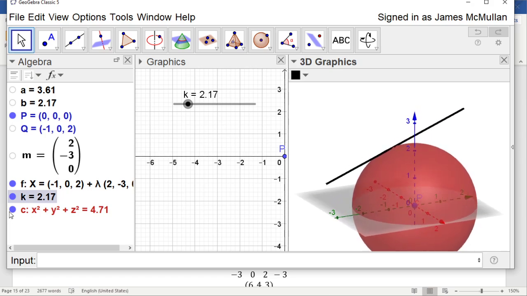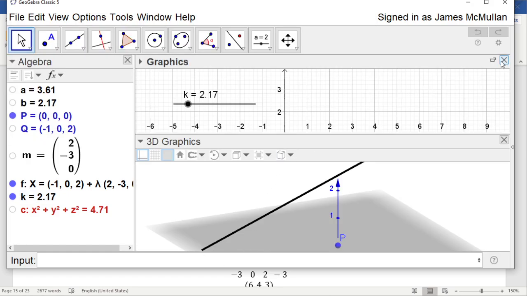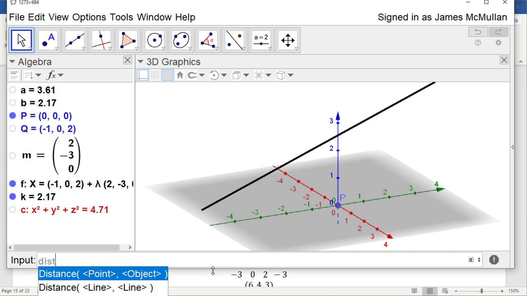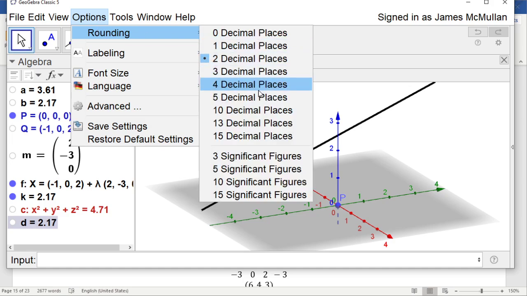Again, you don't need to go through all of this. GeoGebra has a nice, easy way of doing this. All you have to do is type distance between the point and the object. The point is P. The object is the line f. The answer is 2.17. Okay?